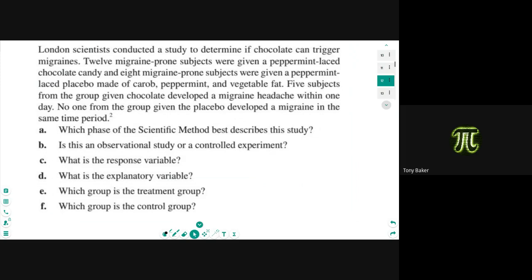All right, what's the response variable? Migraines. Okay. How many migraines they got? What's the explanatory variable? Which type of chocolate they got? Chocolate. Right? They're studying to determine if chocolate is causing the migraine. What group is the treatment group?